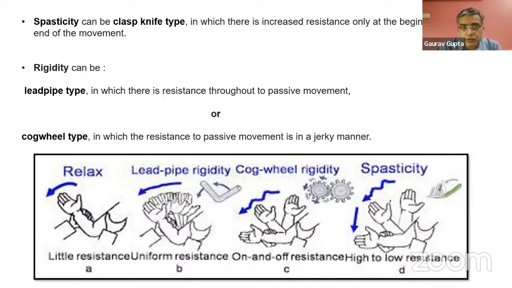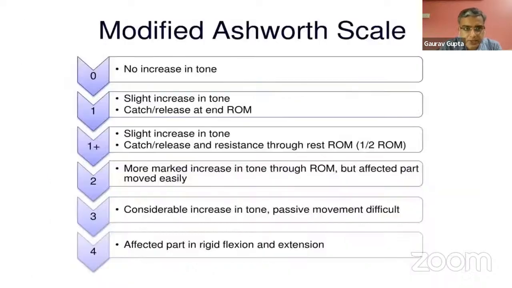Now, type of spasticity, it can be clasp knife type, in which there's increased resistance only in the beginning or at the end of the movement, like the clasp knife. Whereas rigidity can be lead pipe, where there's a continuous resistance throughout the passive range, or it can be cogwheel type, where there's a jerky resistance throughout the passive range. Usually we see spasticity in CP kids, and how we grade the spasticity is by two scales. One is modified Ashworth scale and another is Tardieu scale.